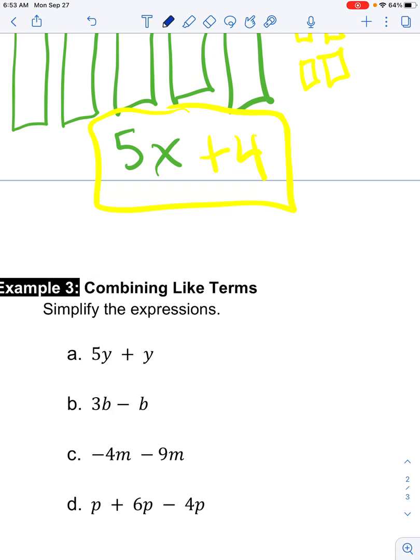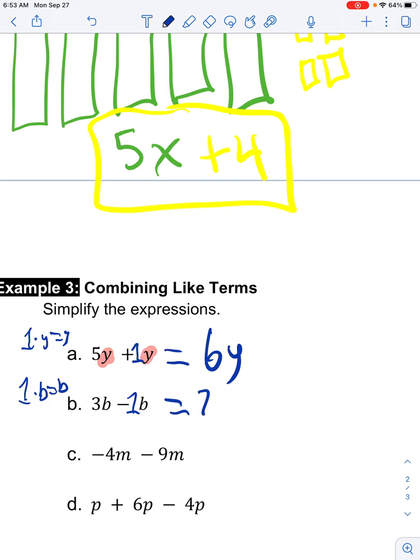All right, remember, if you don't see a number in front of your variable, you assume it's a 1. So yes, these both have a y, so I can go ahead and add them. 5y plus 1y is 6y. Again, assume if there's no number, it's a 1. 1 times b equals b. So again, 1 times y equals y. 1 times b equals b. I'm not changing it. 3b, subtract 1b equals 2b. 2b or not 2b? That is the question.